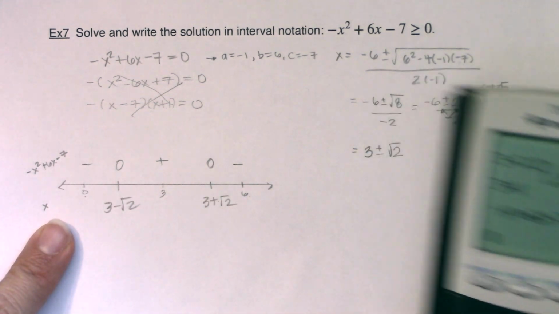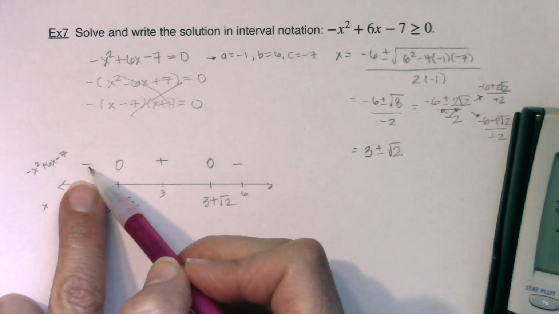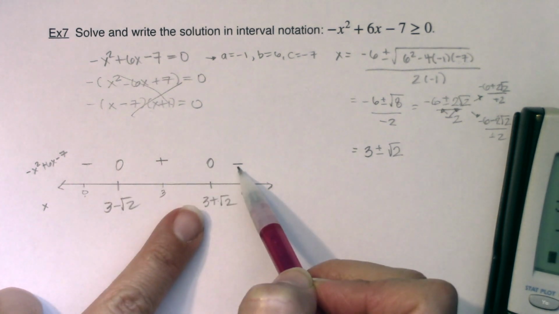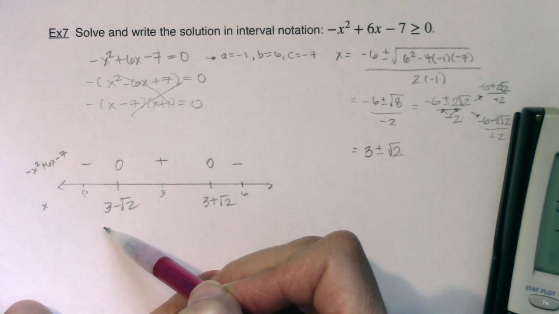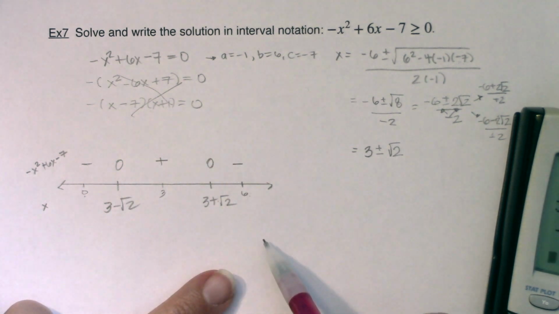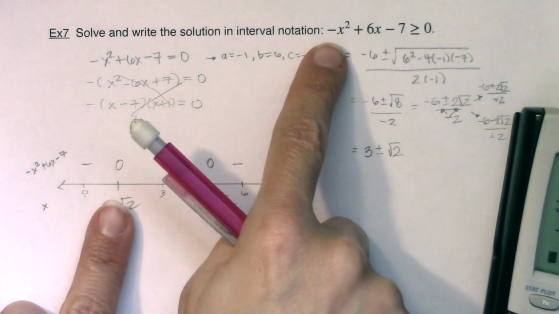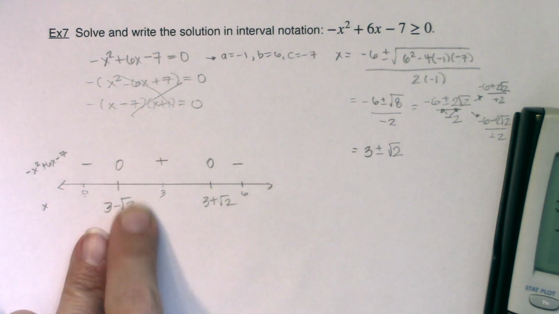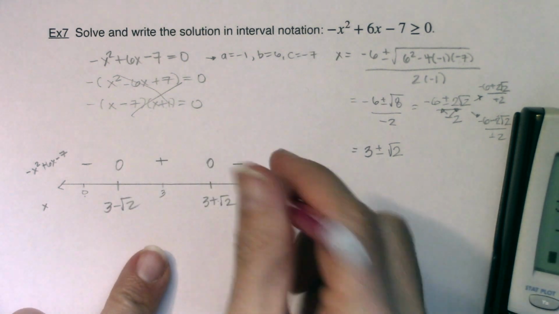Right, so it looks like my sign pattern as I went left to right went minus, plus, minus. And I can imagine my graph went below the x-axis, above the x-axis, below the x-axis. And I know I have a lead negative coefficient, so I'm going to have an upside down parabola. So that makes sense for me.